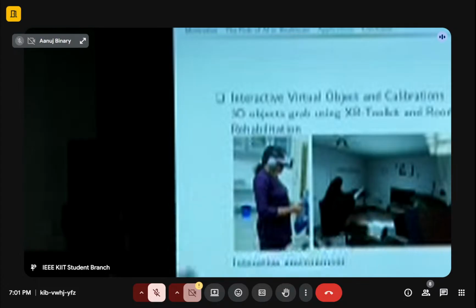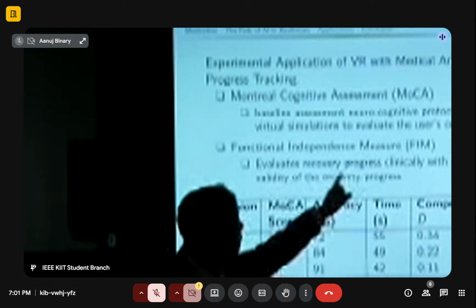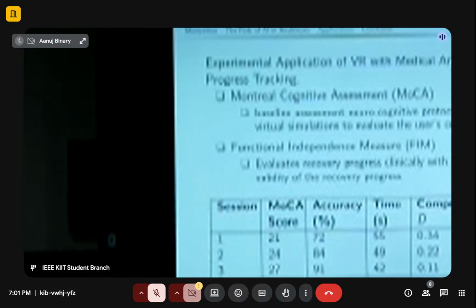and we can see that MOCA. So MOCA means the Montreal Cognitive Assessment, a baseline assessment of neurocognitive protocols with dynamic virtual simulation to evaluate the user's cognitive capacity. So it helps to measure dynamic neurocognitive performance, okay, and FIM evaluates recovery progress clinically to enhance the validity of the recovery progress. So FIM helps to see the reports, like day by day how the improvement has been taking place.